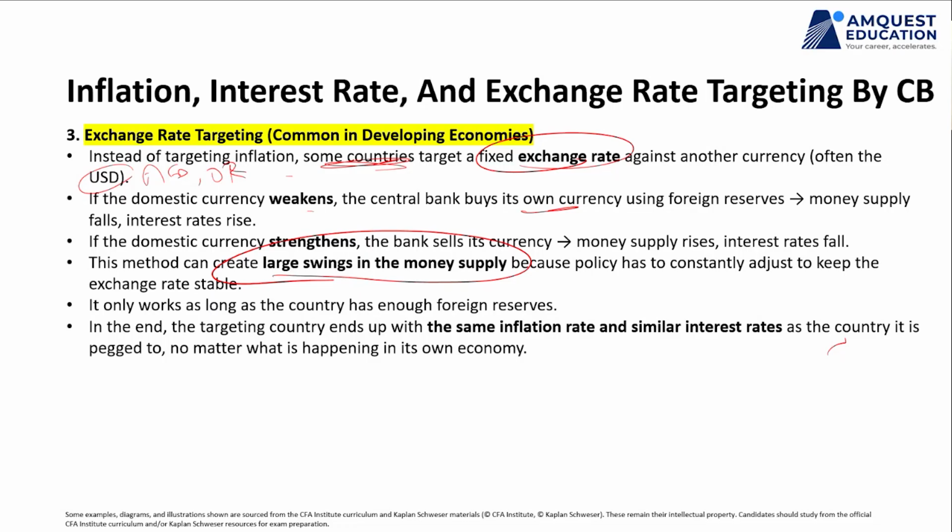Okay. And that really depends. It only works as long as the country has enough foreign exchange reserves. Obviously, you can't sit and buy or sell exchange if you don't have enough foreign exchange reserves. So this will work only where the country has enough foreign exchange reserves.